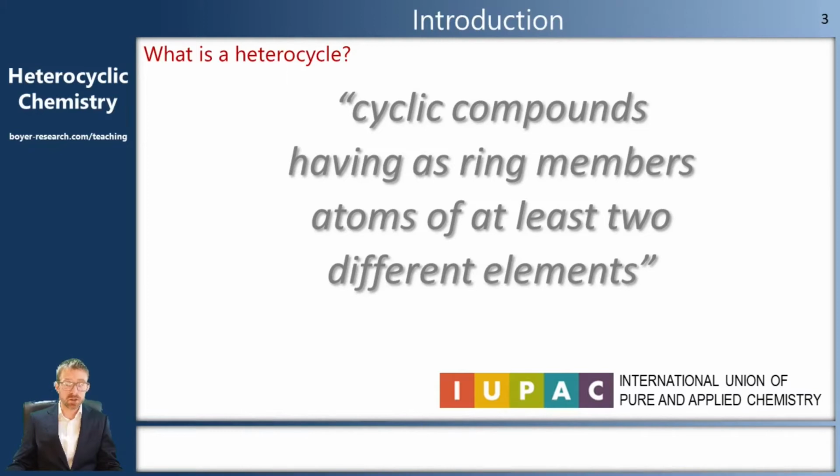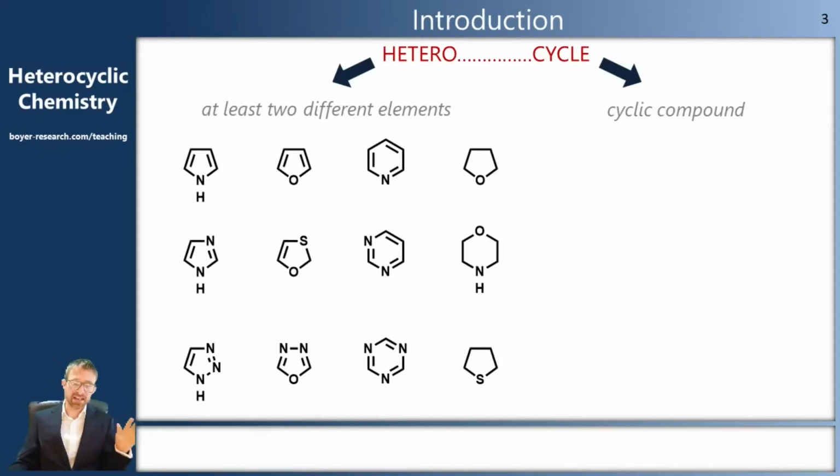According to IUPAC, the International Union of Pure and Applied Chemistry, who is responsible for definitions and nomenclature in chemistry, heterocycles are cyclic compounds having as ring members atoms of at least two different elements. So, cyclic molecules, and in organic chemistry that typically is a carbon backbone with one other atom. So it might be nitrogen, oxygen, sulfur, etc.